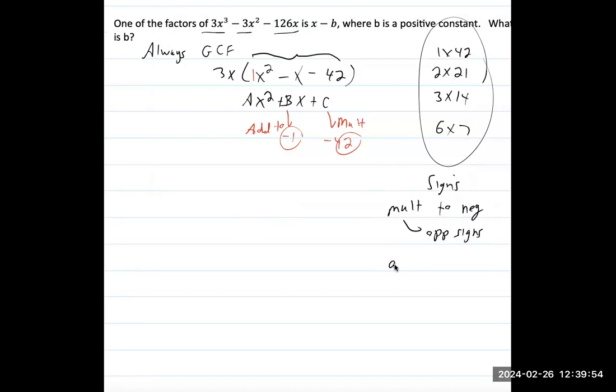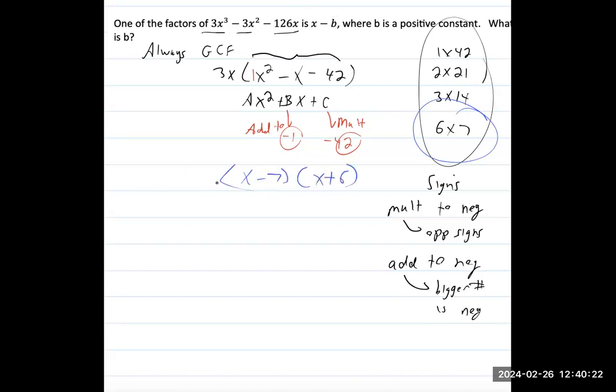And they have to add to a negative, which means that out of those opposite signs, the bigger looking number is the negative one. So we're looking for some combination of the numbers we found, opposite signs, and the bigger looking one is the negative. They have to add to -1, and that leads us here. We would have x minus 7 and x plus 6. And so now we have it fully factored, and we're being told one of those factors is x minus b.